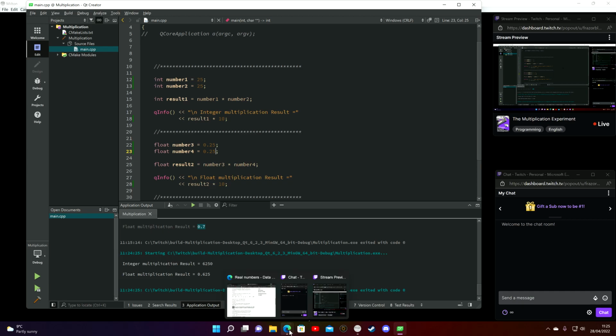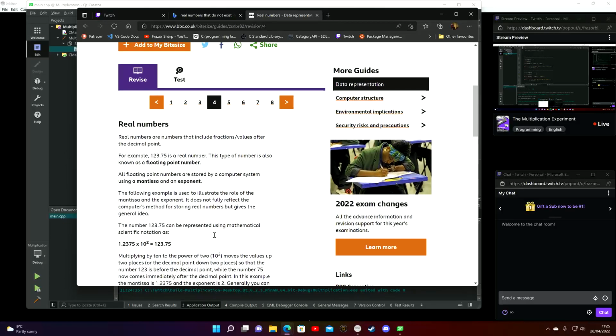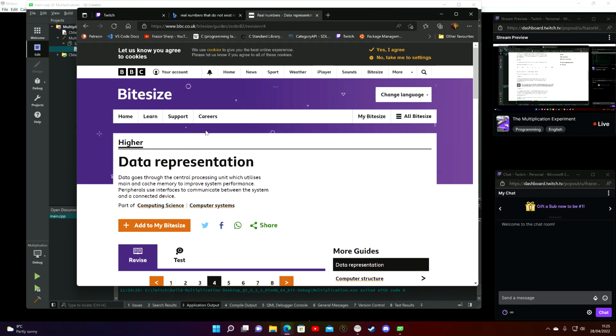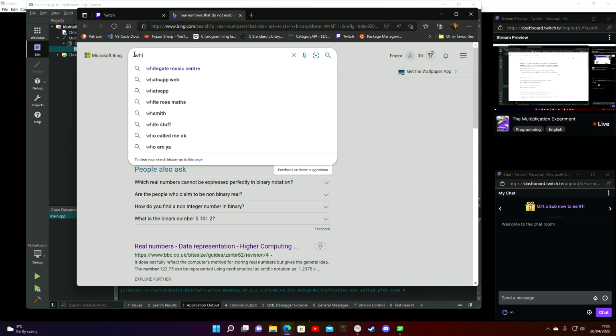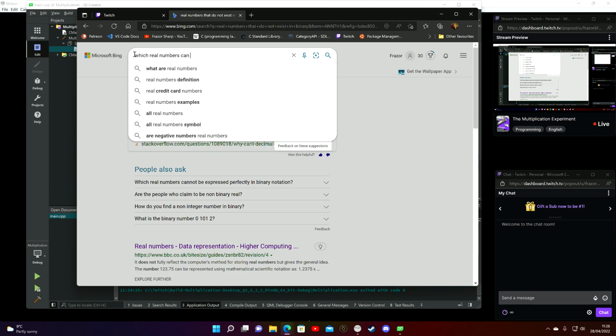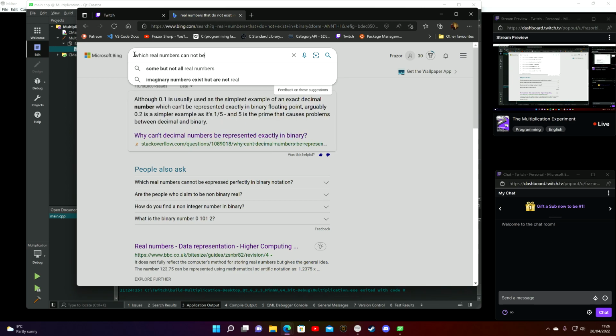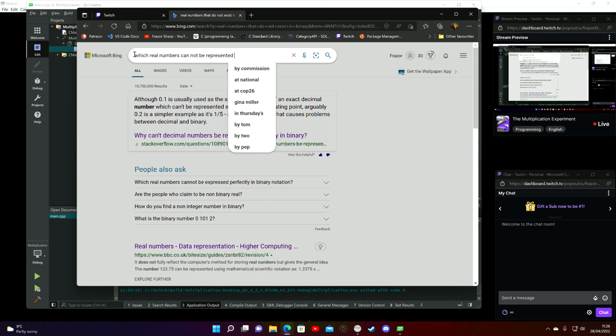That makes it even more interesting. So they're not actually saying, okay, the result, are they? So which real numbers cannot be represented in binary?